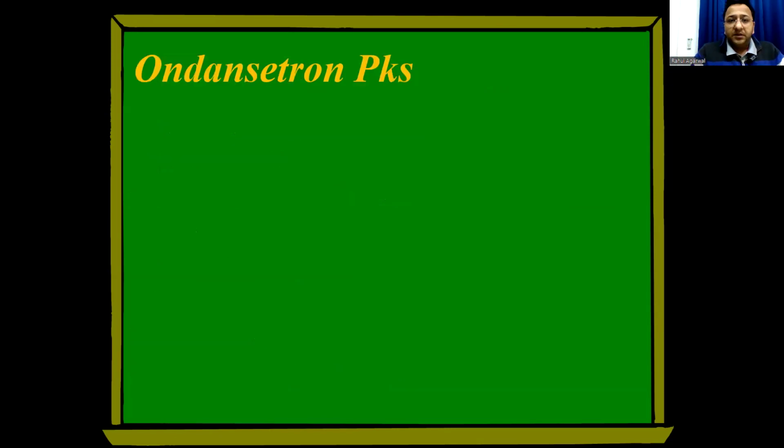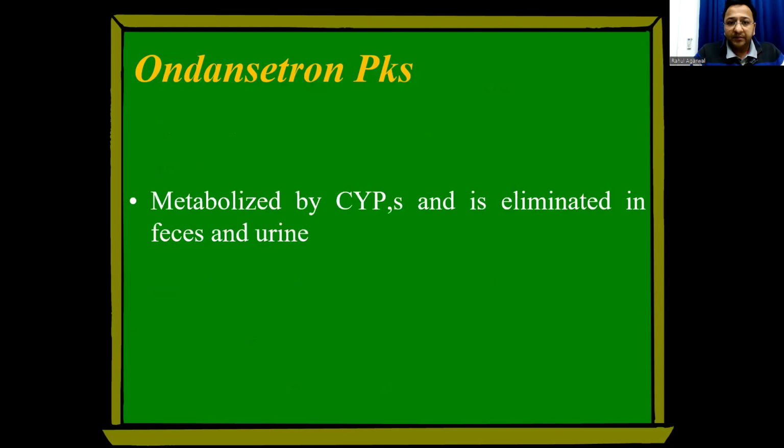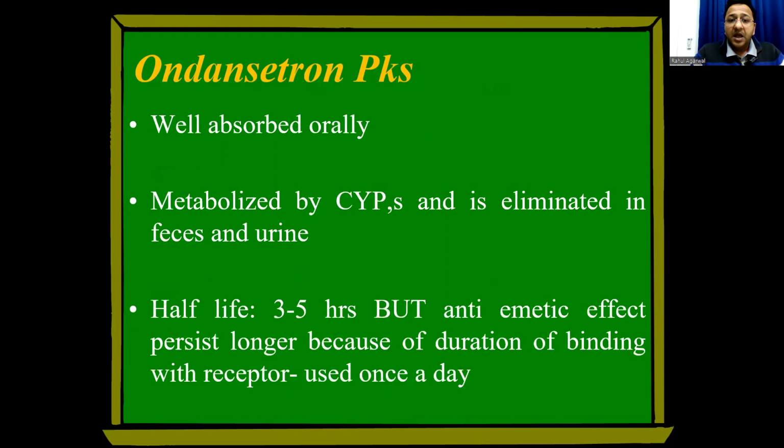Something about the pharmacokinetics: they are well absorbed orally, metabolized by CYPs and eliminated. Half-life is 3 to 5 hours, but still we can give them only once a day. Why? Because of the duration of binding with the receptor. It has a longer duration of binding with the receptor. That's why it is used only once a day, even though the half-life is short.